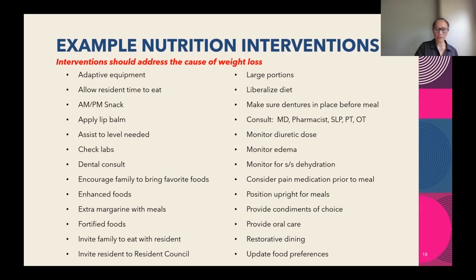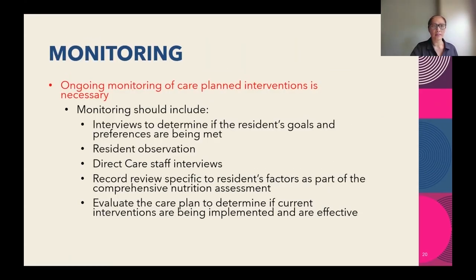I'm going to share the slides at the end of this meeting, so you will have this, but now I'll breeze through the last few slides here. So ongoing monitoring of care plan interventions, obviously that is necessary. And monitoring should include interventions to determine if the resident goals and preferences are being met. Resident is observed, direct care staff interviews, record reviews specific to residents' factors, such as part of the comprehensive nutrition assessment, and then evaluate the care plan to determine if current interventions are being implemented and are effective. So it's really important.